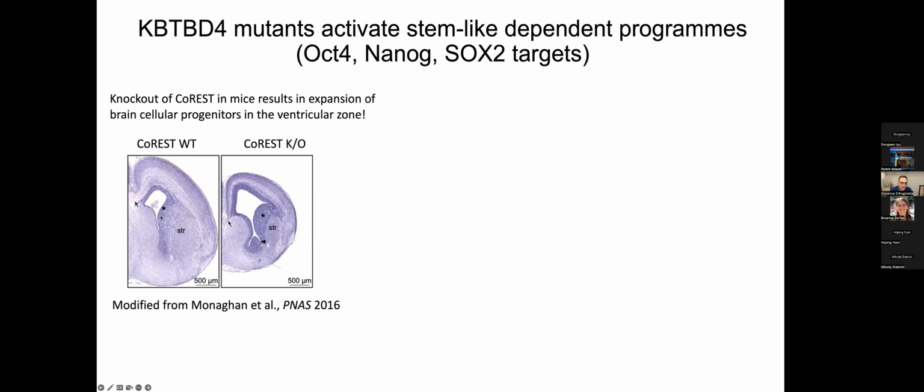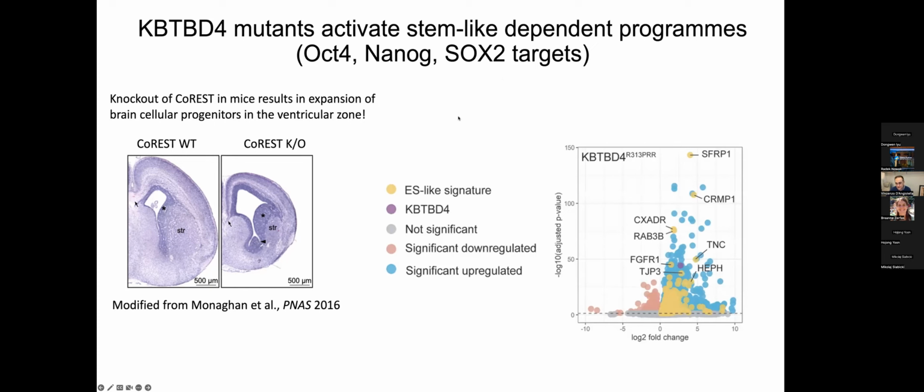In the subventricular zone and in the ventricular zone, you have progenitors. And instead, when you remove CoREST, you have a large expansion of progenitors here, where there is the asterisk. So it almost looks like when you remove CoREST, some neuronal progenitors become more proliferative and have an increased stemness capacity. So we looked in our data set for an overrepresentation of OCT4, NANOG, SOX2 targets, which are stemness-like signatures. And we observed exactly that, an increase of the stemness genes.